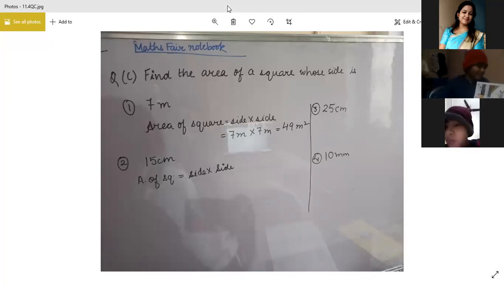Keep your cameras on so that I can see that you are doing the work. Keep your cameras on and start doing it.